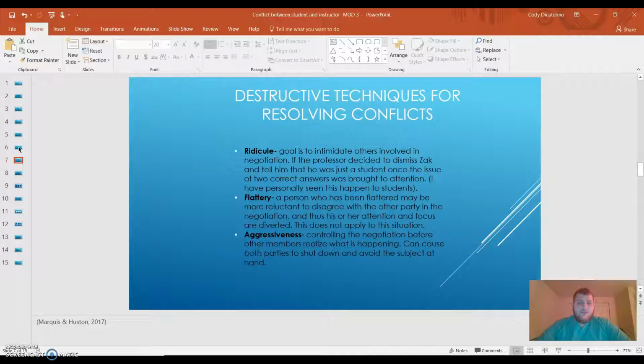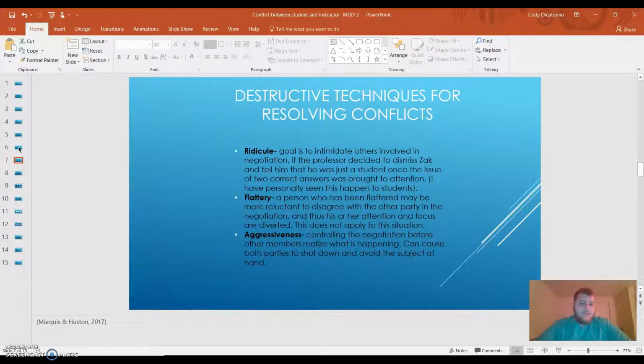Flattery is when a person who has been flattered may be more reluctant to disagree when the other party is in negotiation, and thus his or her attention and focus are diverted. This does not apply to this situation. The professor definitely did not flirt with this student or compliment him in any way in order to get his opinion or mind of the question changed.